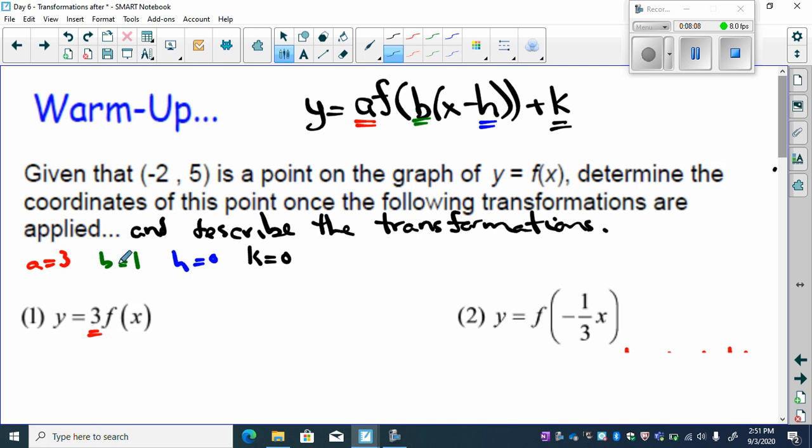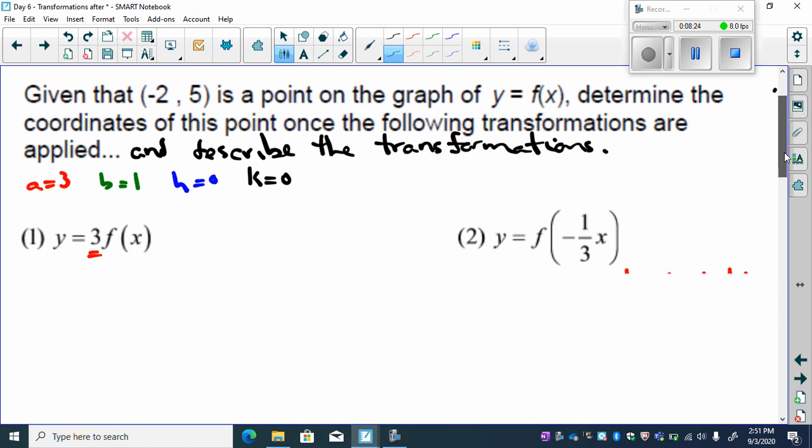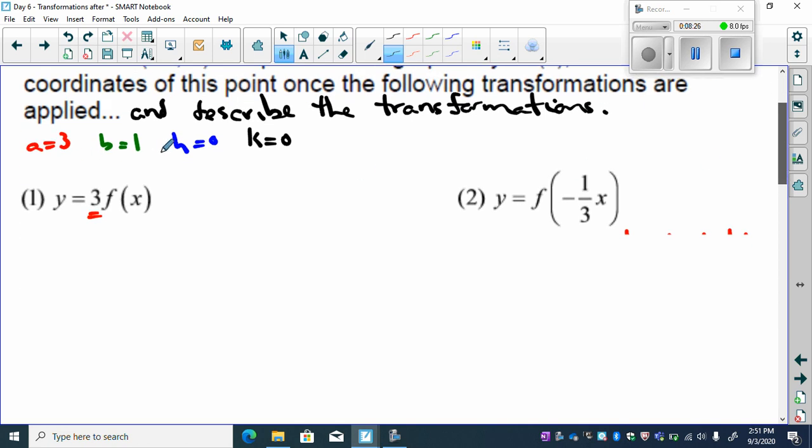Just remember that if a or b don't show up, they get replaced with 1s. If h or k don't show up, they get replaced with 0s. I can't replace a and b with 0s, because if it was 0 times that whole thing, you'd have y equals 0 and it wouldn't transform anything. So just remember, a's and b's become 1s if you can't see them, and h's and k's become 0.